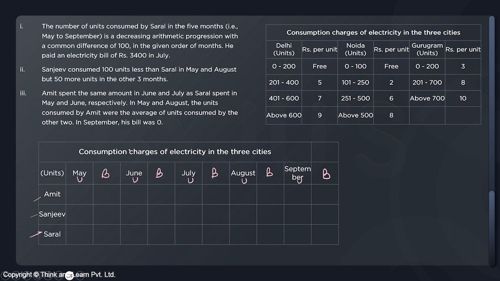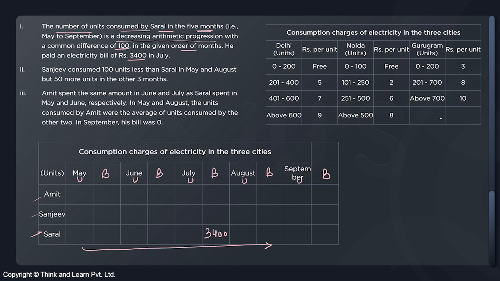So first of all, he says the number of units consumed by Saral in the 5 months are in decreasing AP series with a common difference of 100 in the given order of month. That means May, June, July, August, September. It's a decreasing AP with a common difference of 100. He paid an electricity bill of 3400 in July. So in July, the total bill paid by Saral is 3400.